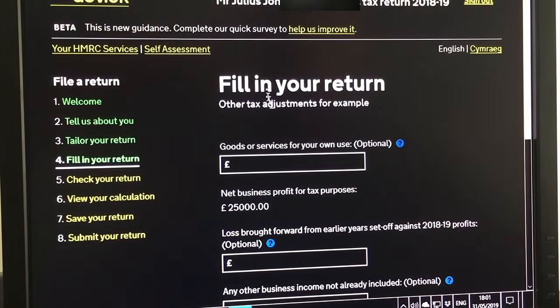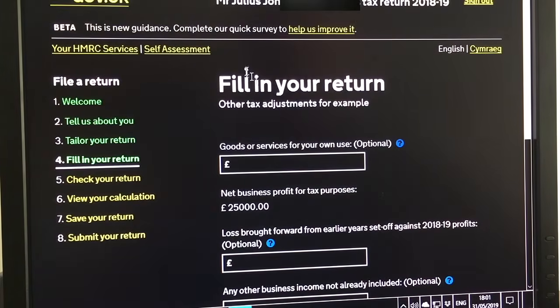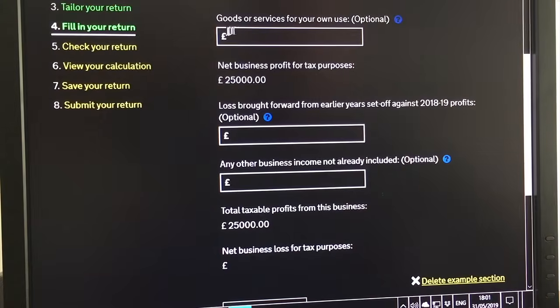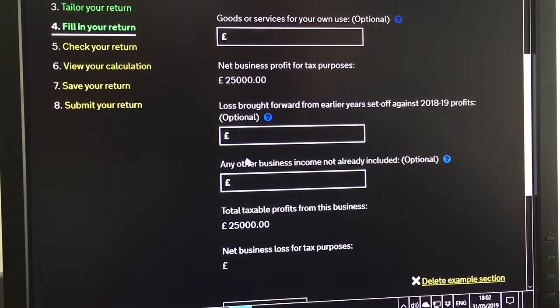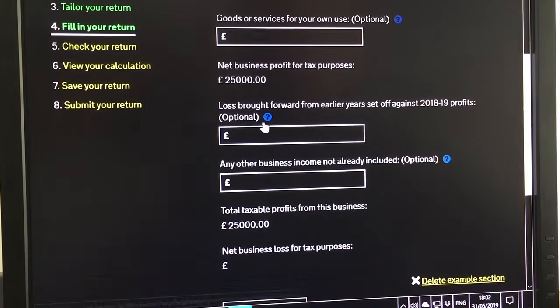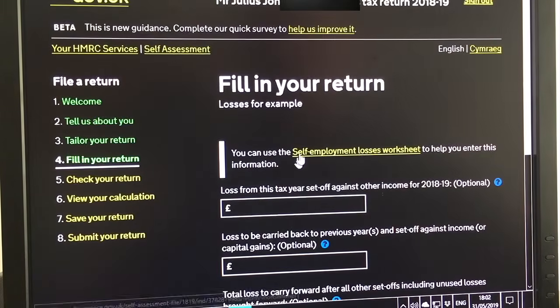So all I've got is the £75,000 income and the £50,000 costs, leaving a £25,000 profit. Now this bit, other adjustments, it's not really going to apply to you, I hope. For example, if you were running a Chinese takeaway or an Indian takeaway, then you might be taking food for your own purposes, so you might be adjusting figures from the accounts here, but it's probably not going to apply to you. Losses, if you had some brought forward from previous years, then you'd be putting them in here. Any other business income, no, we're probably just going to keep things simple, so no, let's go from there.